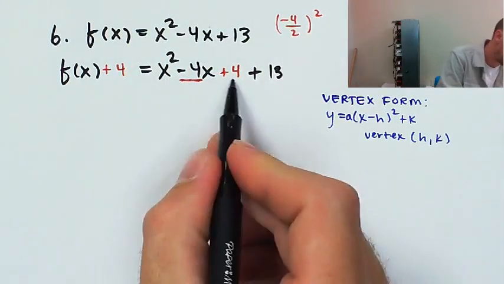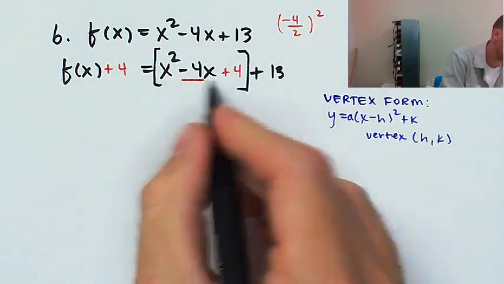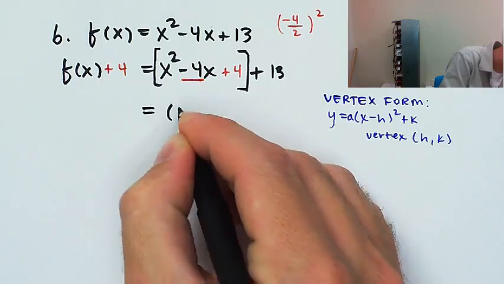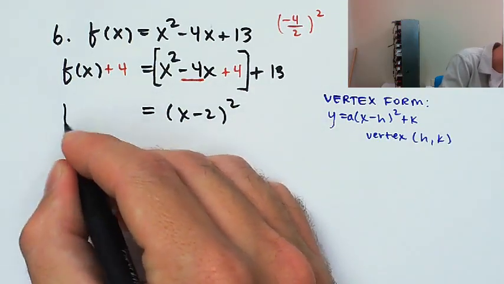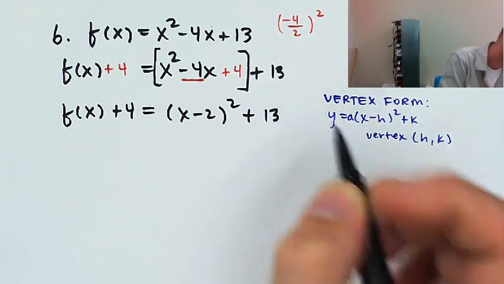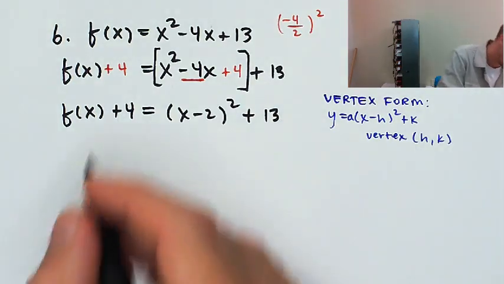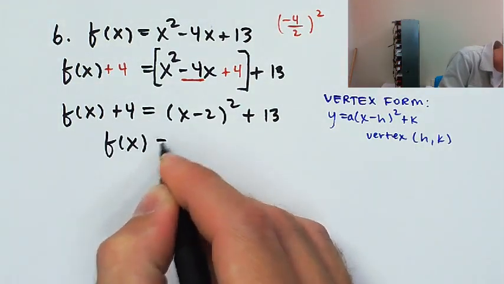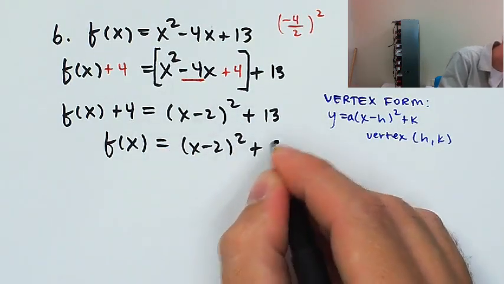Okay, now I'm going to factor this thing. That's the whole reason I added the plus 4 was so this would become a perfect square. It's going to be x minus 2 times x minus 2. And I'll have f of x plus 4 over here. Okay. Now I'm going to subtract 4 from both sides to get rid of that. And I'm going to solve for f of x, and that's going to be x minus 2 squared. 13 minus 4 is 9.